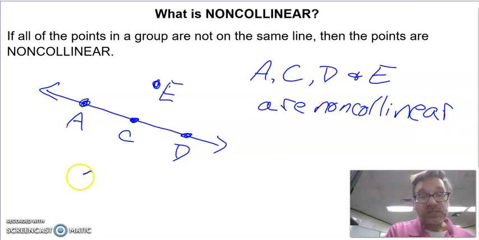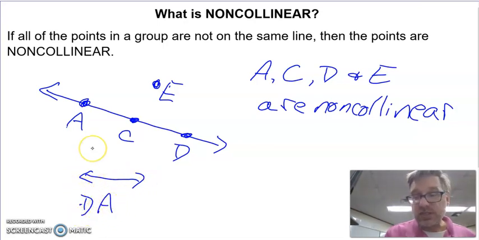And again, another way to name this line, pick 2 points. I don't care which 2, and I don't care which order you write them in. So we could call this line DA.